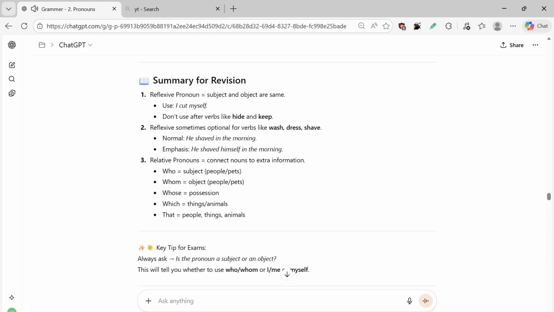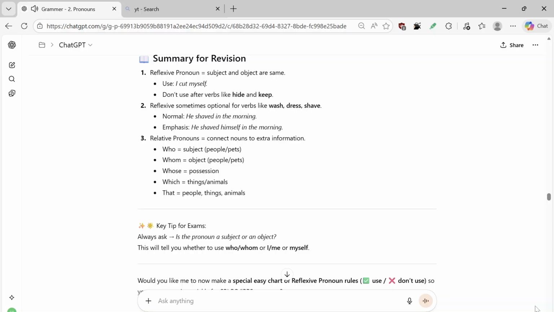3. Relative pronouns connect nouns to extra information. Who equals subject, people, pets. Whom equals object, people, pets. Whose equals possession. Which equals things, animals. That: people, things, animals. Key tip for exams: always ask, is the pronoun a subject or an object? This will tell you whether to use who, whom, or I, me, or myself.